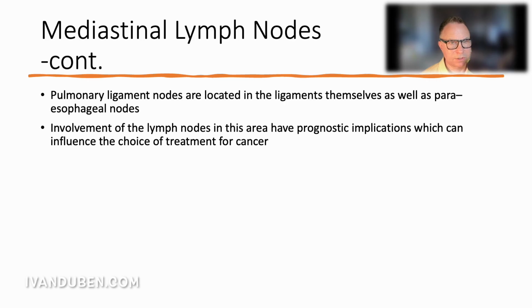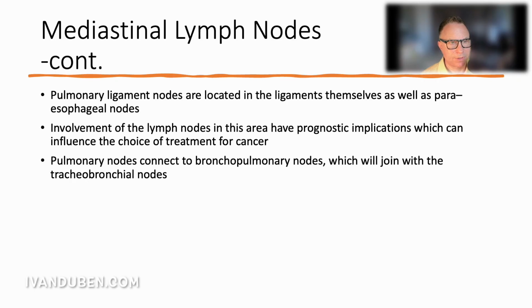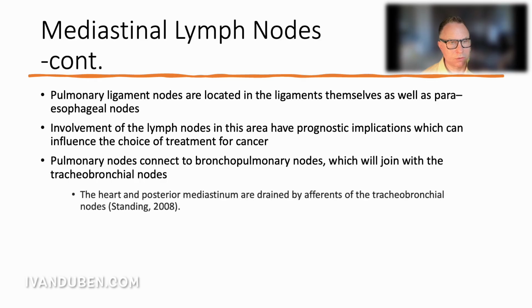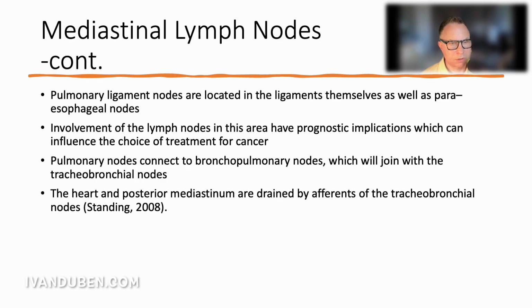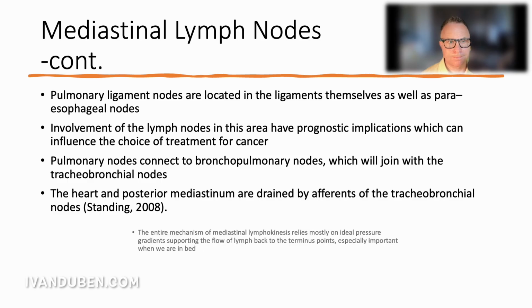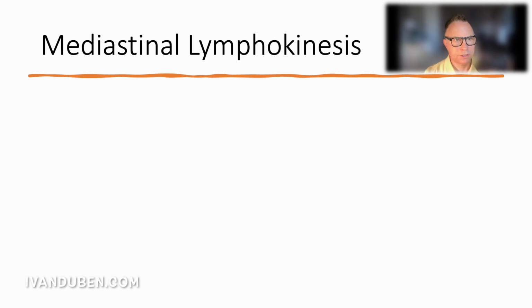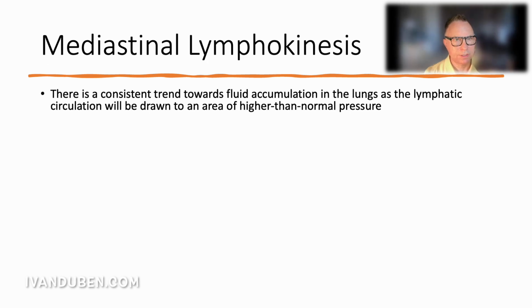Involvement of the lymph nodes in this area has prognostic implications, which can influence the choice of treatment for cancers. Pulmonary nodes connect to bronchopulmonary nodes, which will join with the tracheobronchial nodes. The heart and posterior mediastinum are drained by afferents of the tracheobronchial nodes. More detail on the mediastinal lymphokinesis, the movement of lymph within the mediastinum.